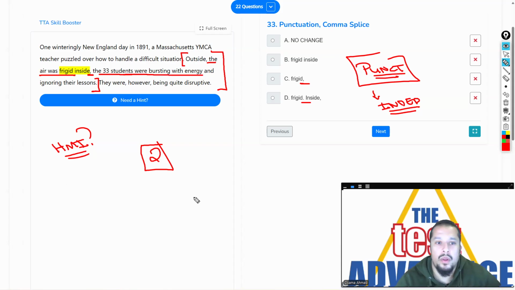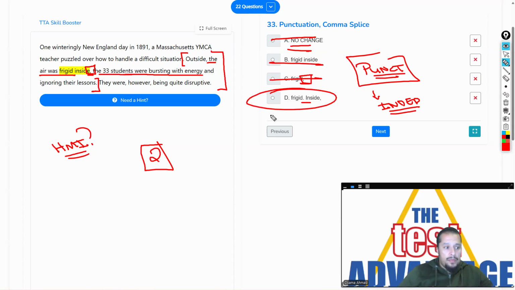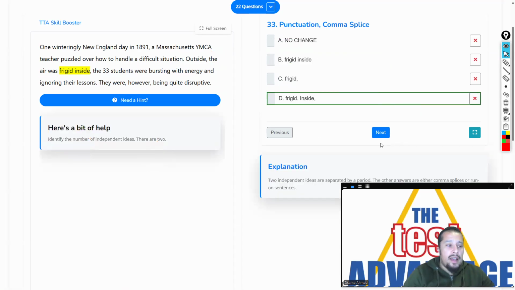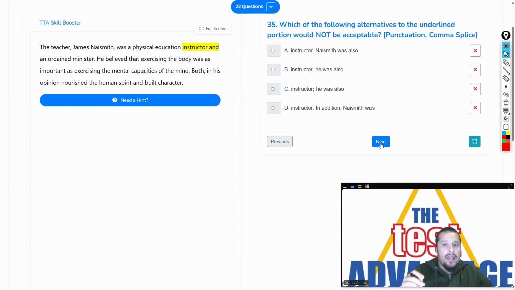We have two. Can I use a comma? Is it acceptable to use a comma between two independent ideas? No. By knowing this, I eliminate A and C. Can I put nothing? Also no. You have two independent ideas, so we can't put nothing between them either. No. So now you're left with answer D. By understanding comma rules and understanding fragments, you'll be able to find the answer.